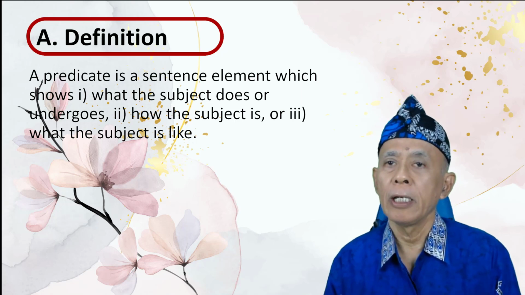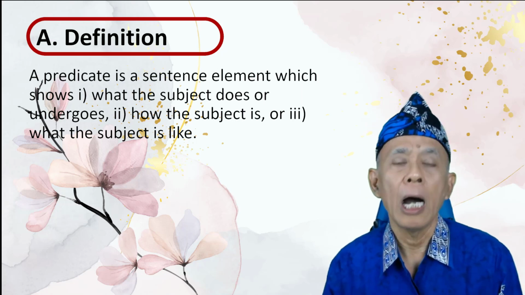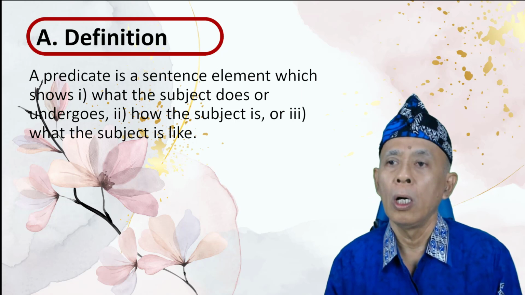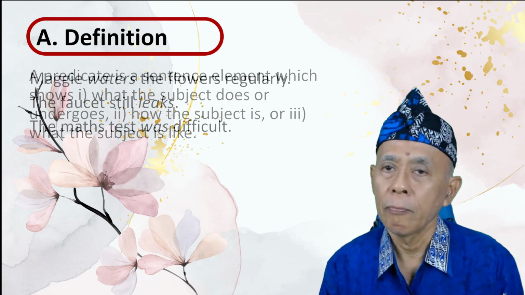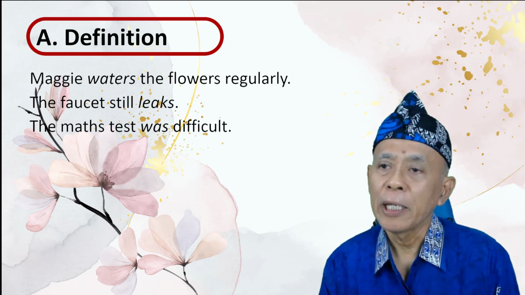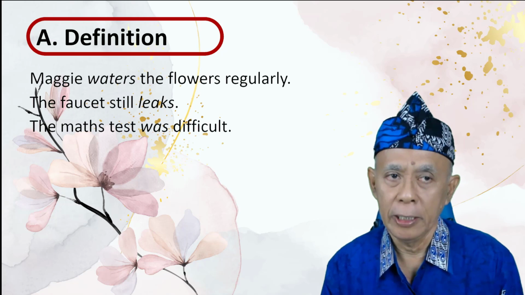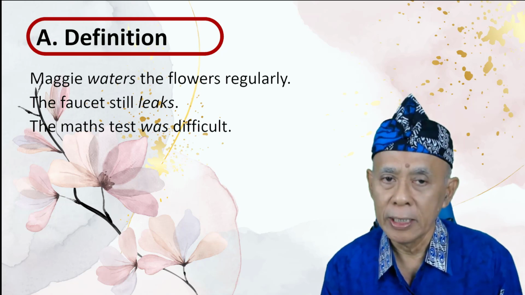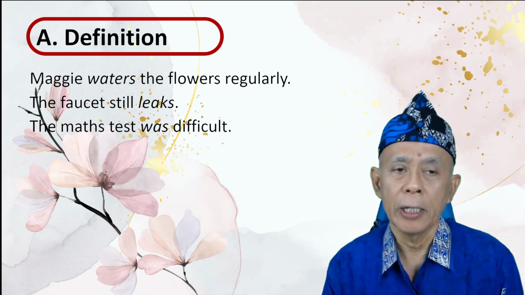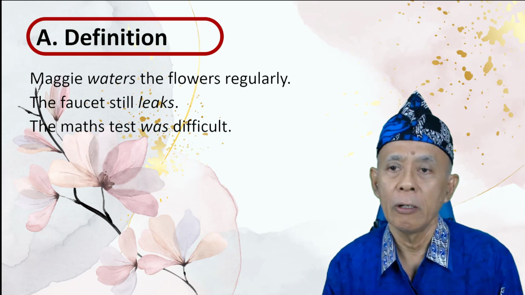A predicate is a sentence element which shows what the subject does or undergoes, how the subject is, or what the subject is like. We have the examples here. Maggie waters the flowers regularly. Here we have waters as the predicate of the sentence. This verb waters shows what the subject does. It shows what Maggie does. She waters the flowers regularly.